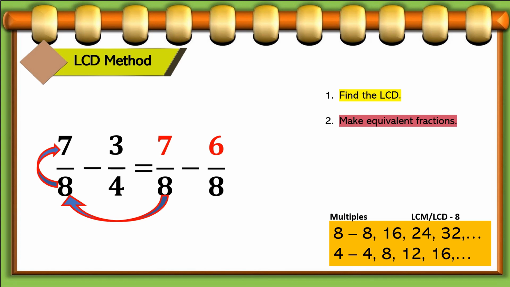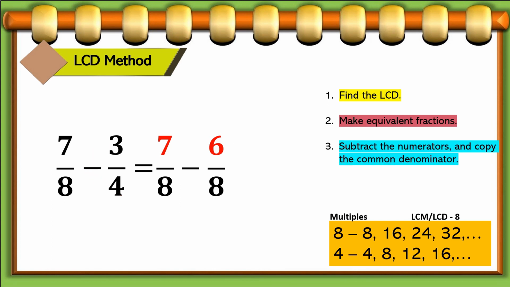8 divided by 8 equals 1 times 7 equals 7. 8 divided by 4 equals 2 times 3 equals 6. Next, subtract the numerators. 7 minus 6 equals 1 and copy the common denominator 8. Then, simplify the answer if needed. 1 over 8 is in simplest form because the numerator is already 1.